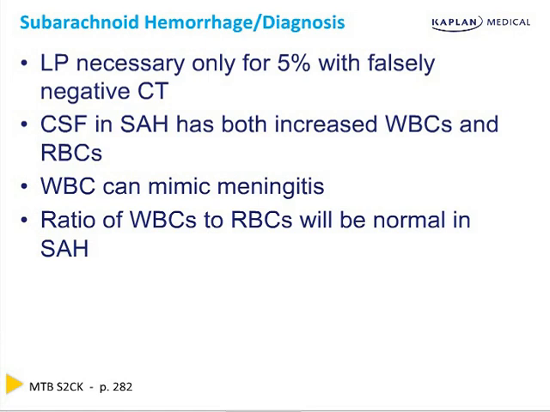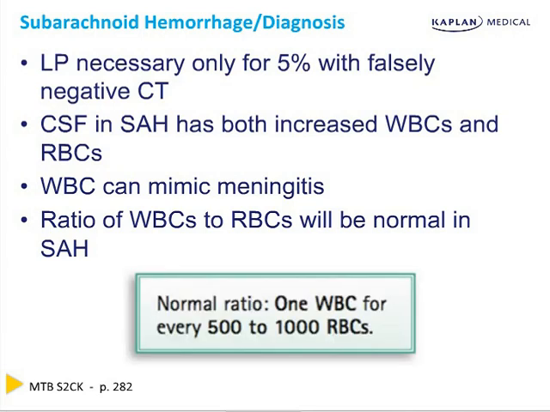It means that in order to answer the question, what is the most likely diagnosis, which is the most common question on Step 2, you will have to know what the ratio is of white cells to red cells. And that ratio between them is normally that you should only have 1 white cell for every 500 to 1,000 red cells. 1 to 500.